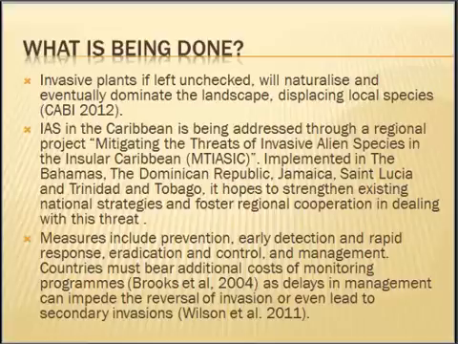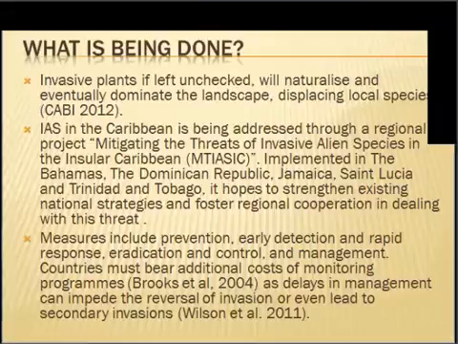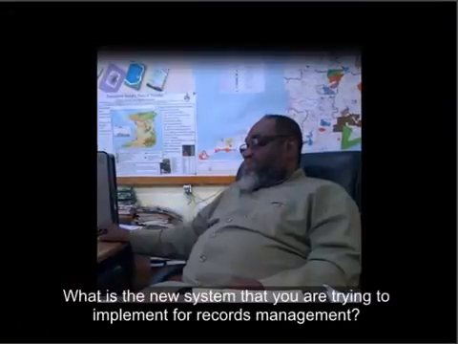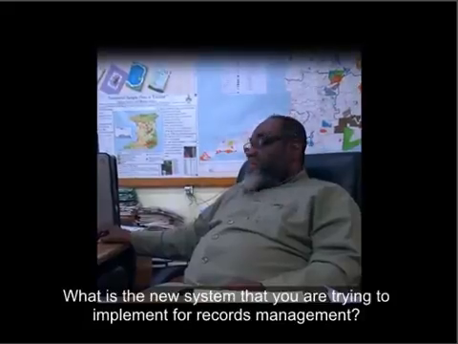It hopes to strengthen existing national strategies and foster regional cooperation in dealing with this threat. Measures include prevention, early detection and rapid response, eradication and control, and management. Countries must bear additional costs of monitoring programs, as delays in management can impede the reversal of invasion or even lead to secondary invasions. What is the new system you are trying to implement for records management?